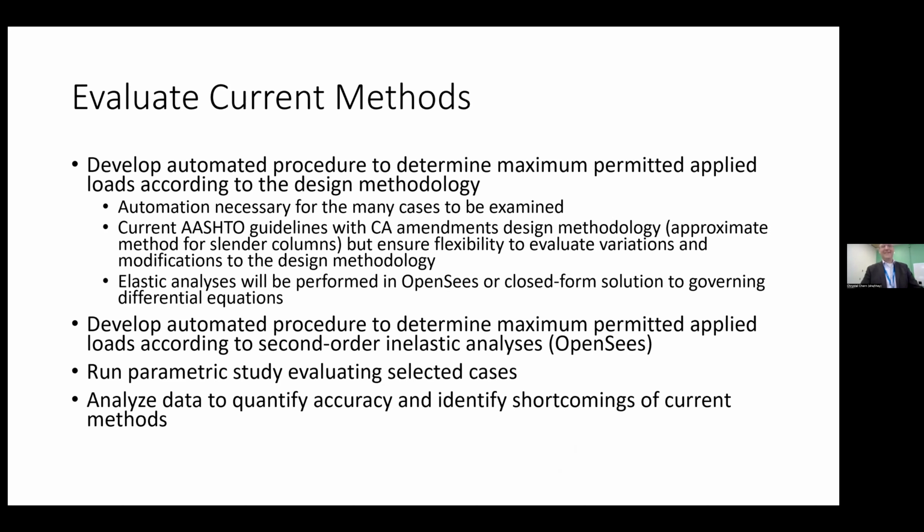Okay, so a lot of words on this slide, but Mark and I both like Python and automation, and we're going to develop a procedure, or we have developed a procedure to determine the maximum permitted applied loads according to the design methodology. Compare that to OpenSees models, and then just run parametric studies to evaluate selected cases and analyze data to quantify accuracy and find any shortcomings. Again, because the AASHTO methods are largely based on building type structures and not bridges.